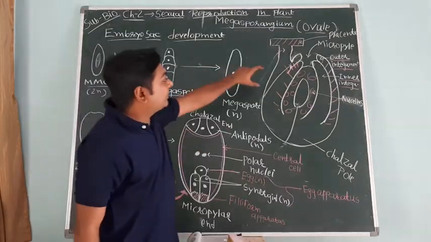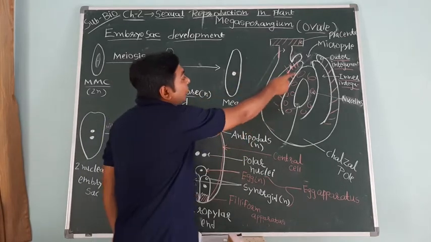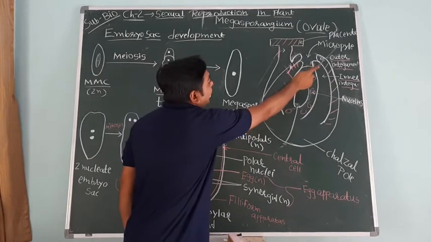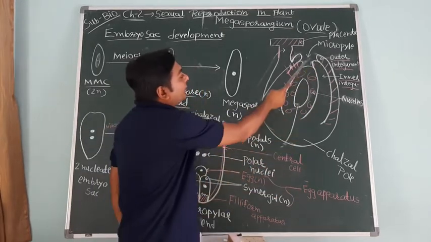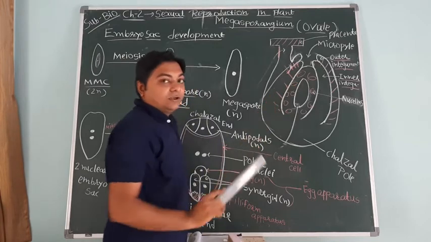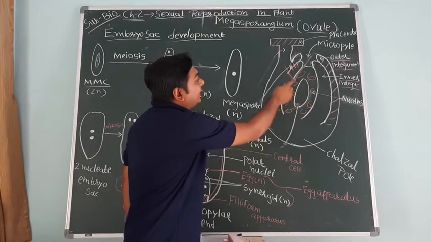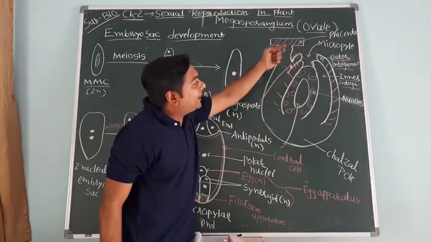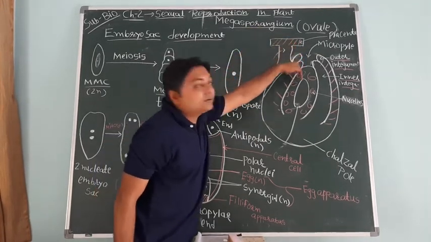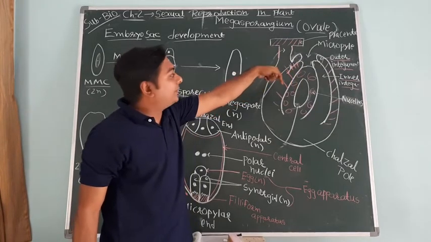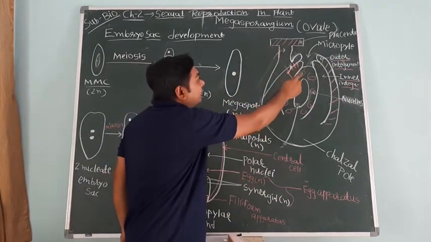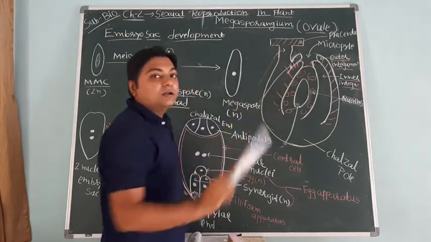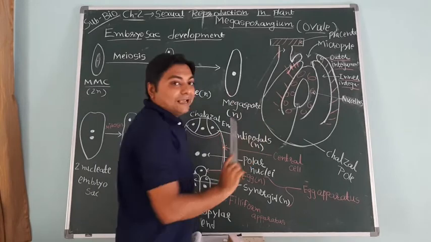In the structure of the megasporangium, there is a small opening on the ovule, and this opening is known as the micropyle. This is the opening where integument is absent, and it helps for the entry of the pollen tube. At the time of pollen germination, the pollen tube enters from this opening into the embryo sac. So the micropyle helps the pollen tube to enter where integument is absent.